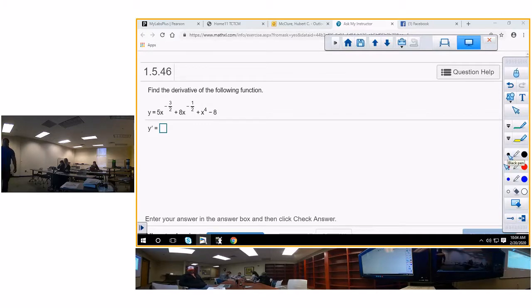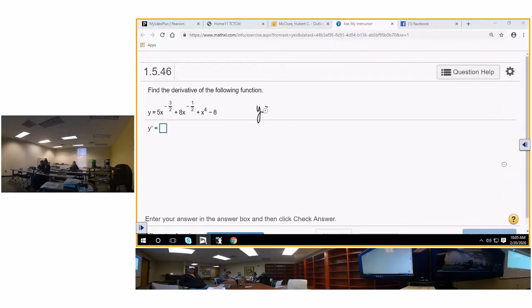All right, so what do you do first? Do you start with the derivative or do you rewrite? Well, let's see. There's nothing really to rewrite. So you just go ahead and start with the derivative. So here we go. Y is equal to 5x to the negative 3/2 plus 8x to the negative 1/2 plus x to the 4th minus 8x to the 0.